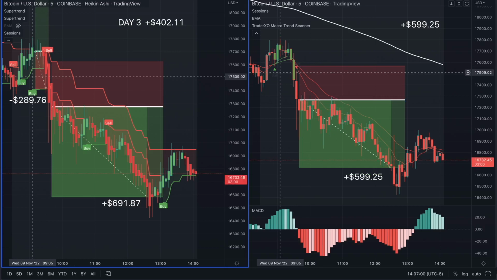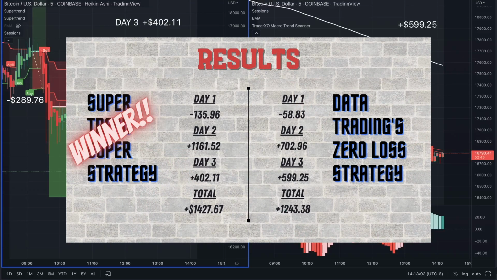So guys, let's look at the final results here and see who wins. Okay, traders, what a battle. 3 days, both of them with a losing first day, and then they both recouped greatly. You'll see here the totals. The super trend strategy remains champ with a winning average and total of 1427.67. So just taking the technical victory here. And both systems performed really well.